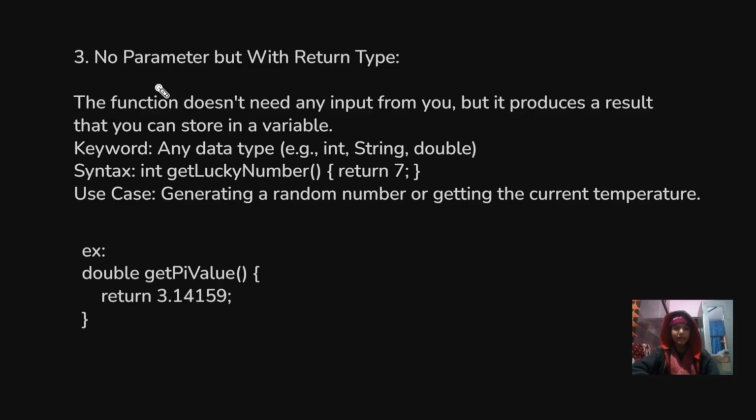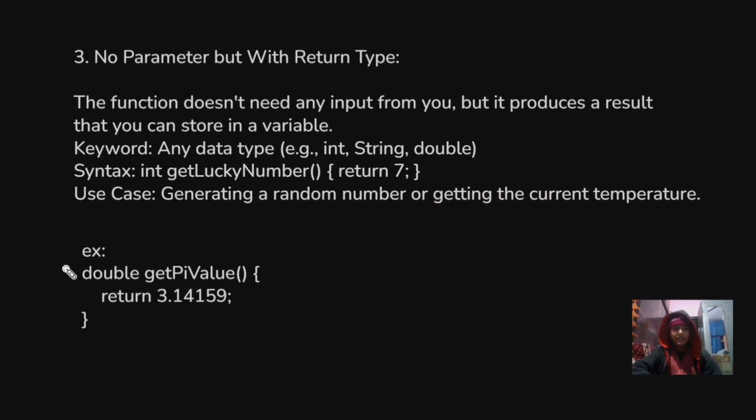Third is no parameter but with return type, meaning it does not take any parameter but it returns something. The function does not need any input from you, but it produces a result that you can store in a variable. Its keyword is any data type, meaning the return type is integer, string, double, anything, because it returns something. The syntax is int getLuckyNumber and return 7. The use case is generating a random number or getting the current temperature.